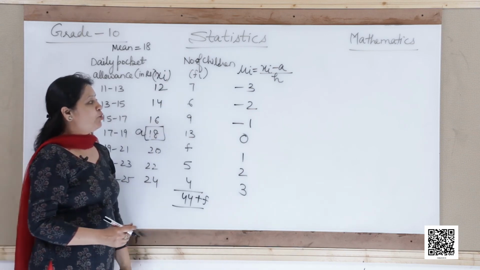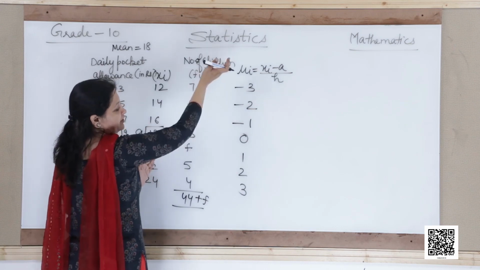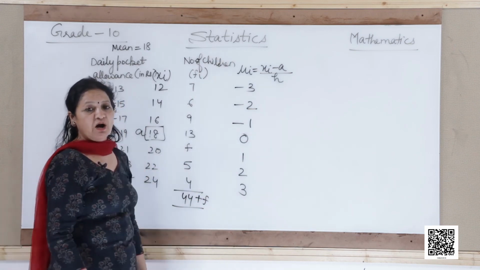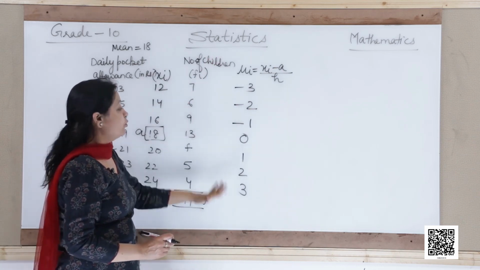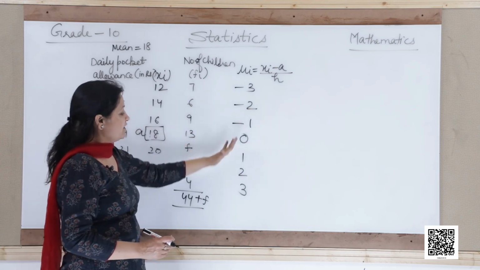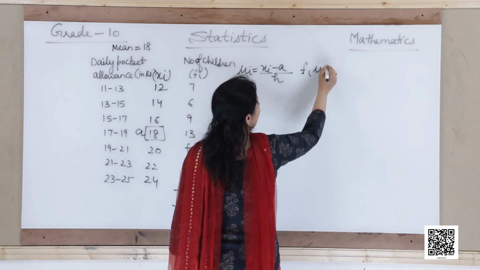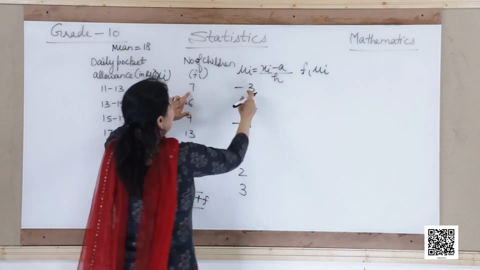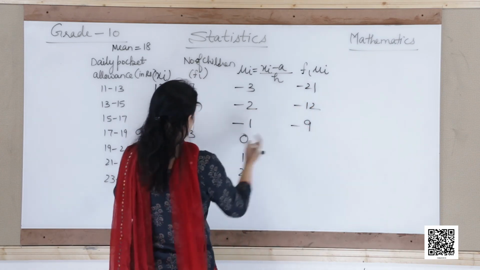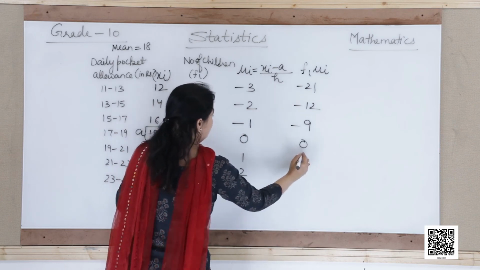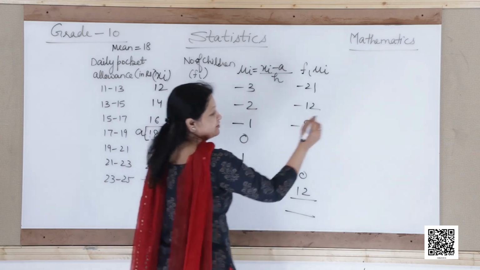So we have got Ui as 0 for the term which we have assumed. Above is negative counting and below is positive counting. Most of the time you will be getting Ui like this only, meaning above 0 always negative counting and below 0 positive counting. Now find Fi Ui, it will be much easier. It will be minus 21, minus 12, 9 into 1, minus 9, 0, F, 5 2s are 10 and 4 3s are 12. Now what was the formula?